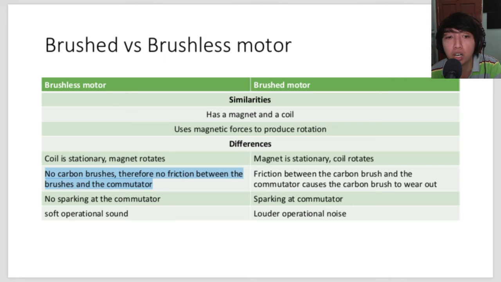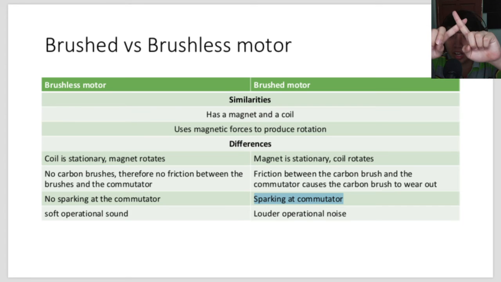There are no carbon brushes, so no friction between the brushes and the commutator. That's for a brushless motor. The next is sparking at the commutator. Because you keep on connecting and reconnecting the electric circuit, it causes sparks. It might be small, but there are some sparks, which technically wastes electricity and produces heat. So it wastes a little bit of energy.